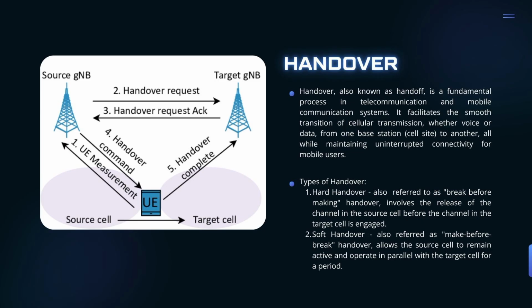Hard handover involves the release of the channel in the source cell before the channel in the target cell is engaged. In this type of handover, the connection to the source cell is terminated before or simultaneously with the establishment of the connection to the target cell. While soft handover allows the source cell to remain active and operate in parallel with the target cell for a period. During soft handover, the connection to the target cell is established before the connection to the source cell is terminated.